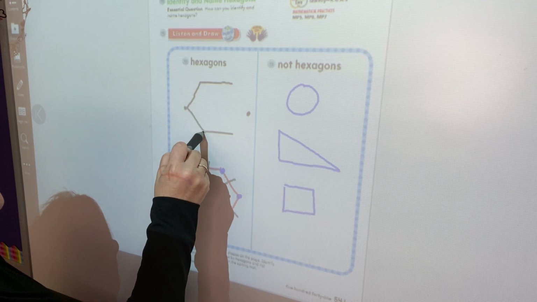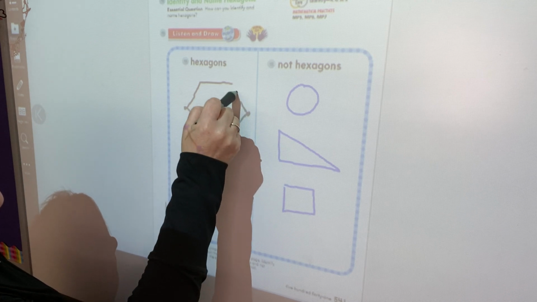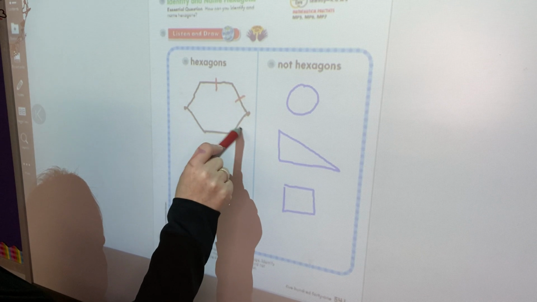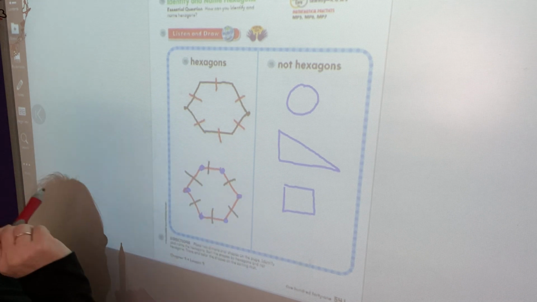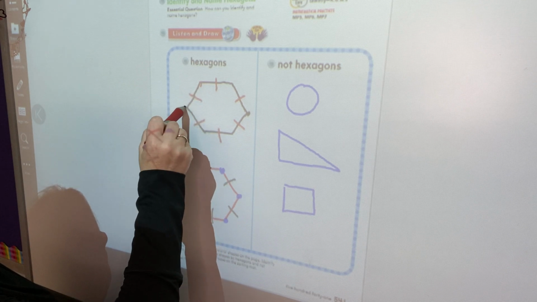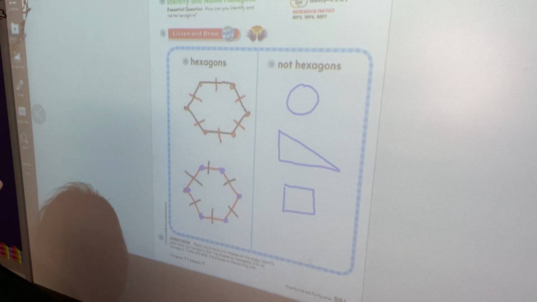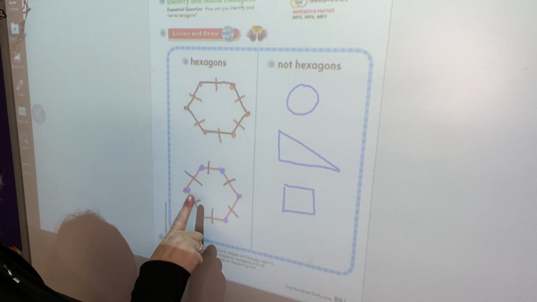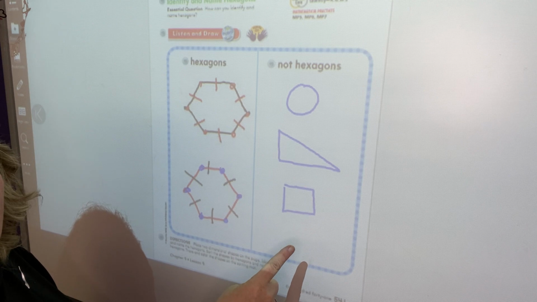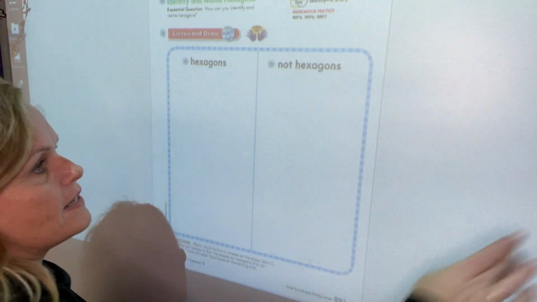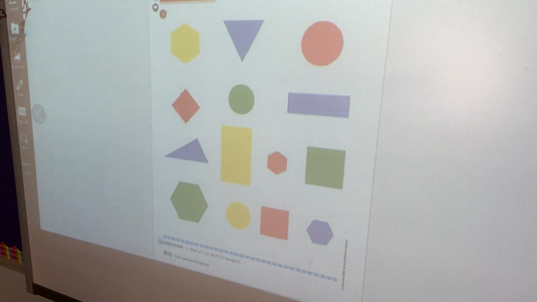Connect, connect, connect, connect. Let's double check and make sure we have the sides. 1, 2, 3, 4, 5, 6. And the vertices. 1, 2, 3, 4, 5, and 6. All right. Hexagon, not hexagon. Okay. Page 542 is coming up next, and here you will see all of those shapes, and we are only looking for the hexagons. There are 4 of them. Can you find them?